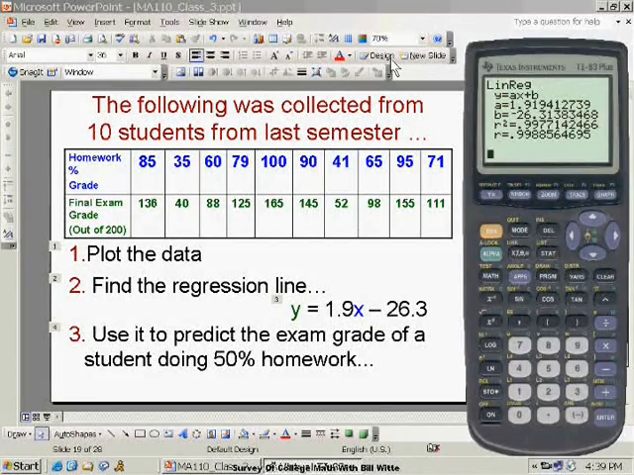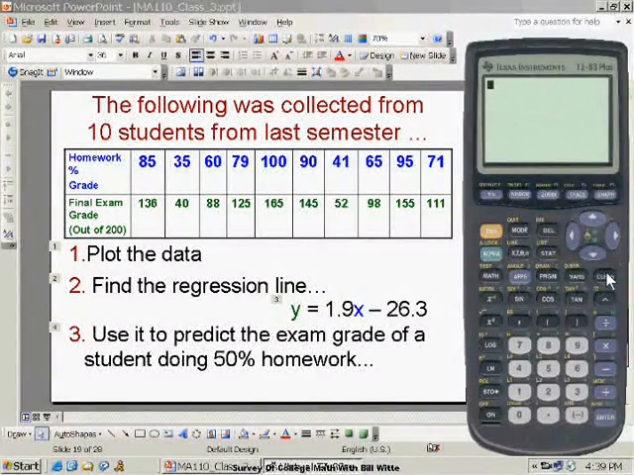We can type that line, let's clear out, as 1.9x minus, we're trying to find the y with an x of 50. So I'm going to type 1.9 times 50 minus 26.3. And that'll give me y, which is supposed to be the final exam grade. This person got about a 68.7. We predicted, using our linear regression line, that this person's going to get a 69. They're going to fail. And that's predictable since they only did 50% of their homework.